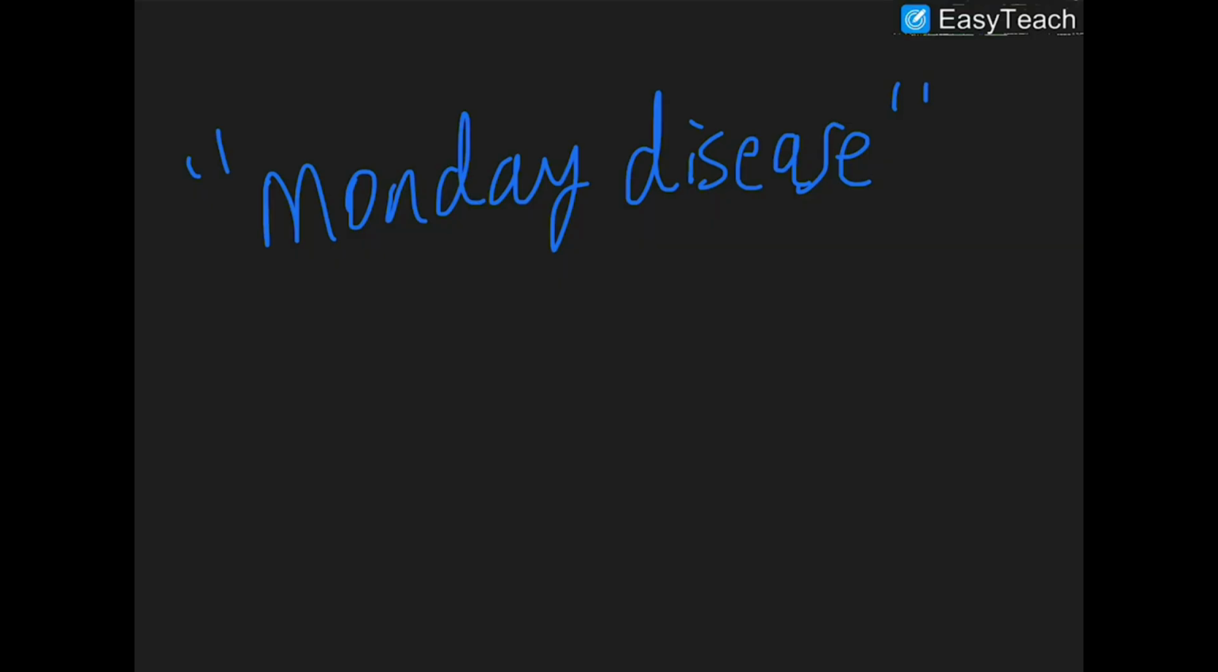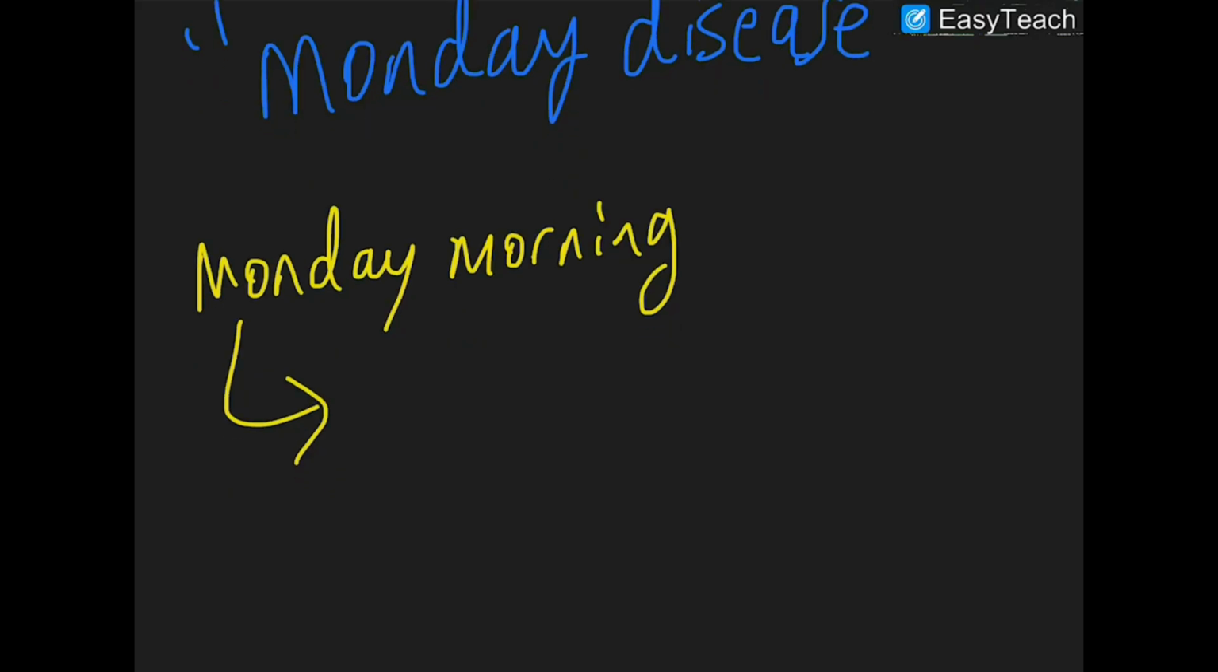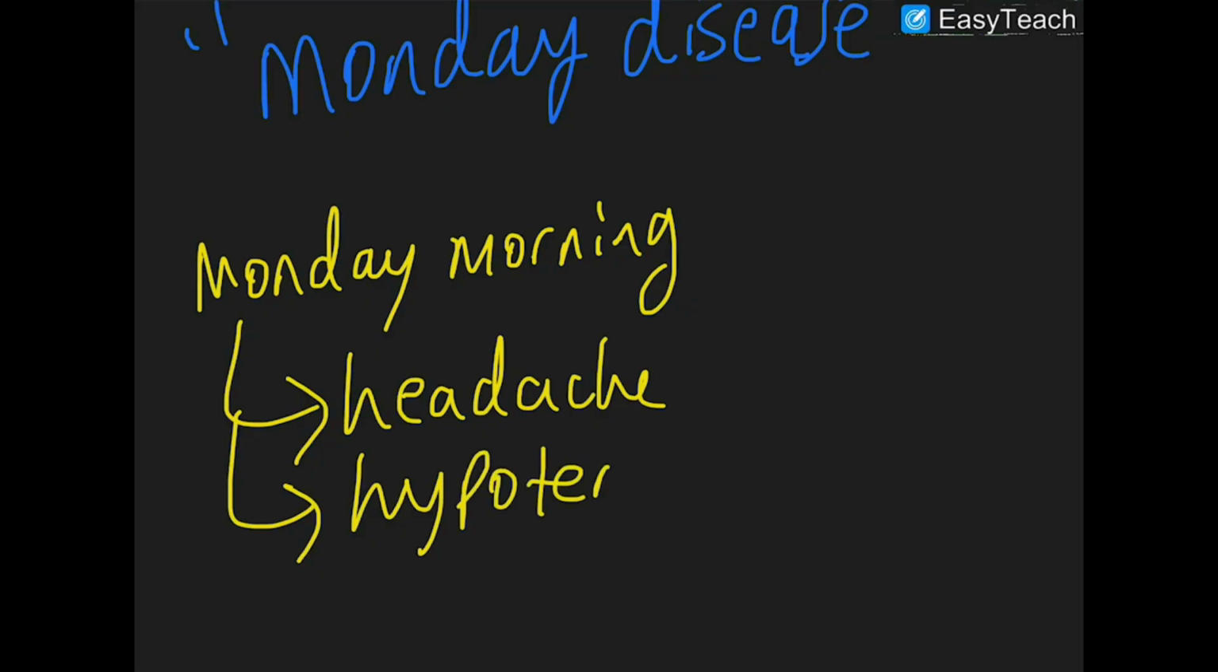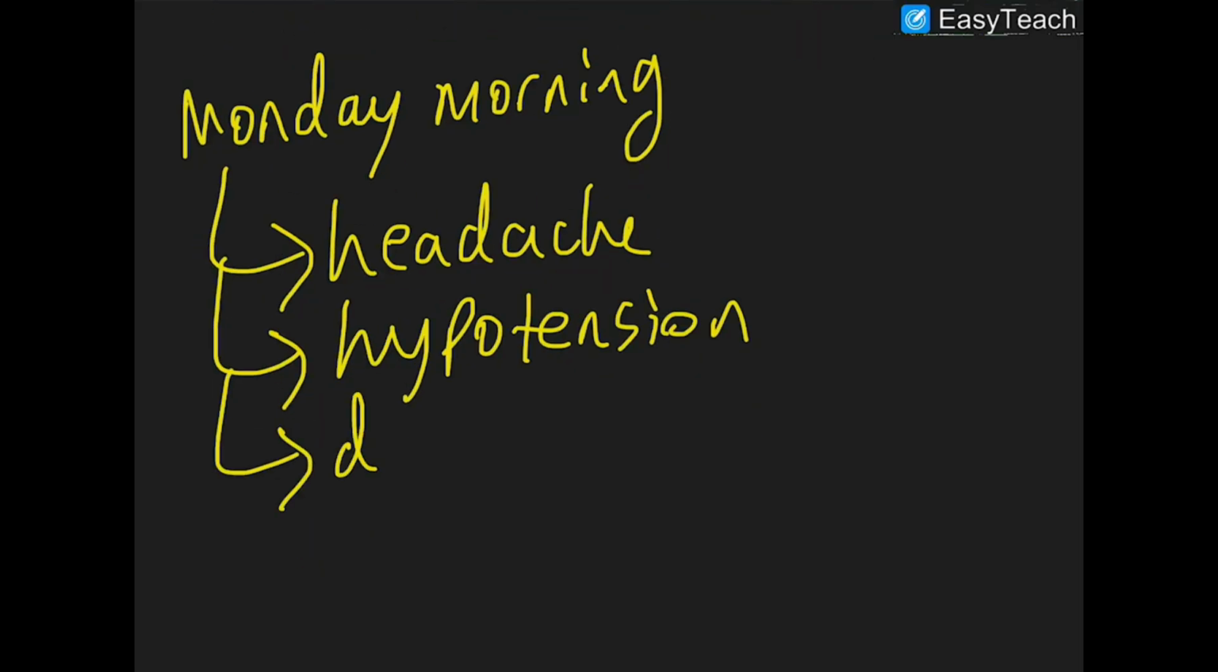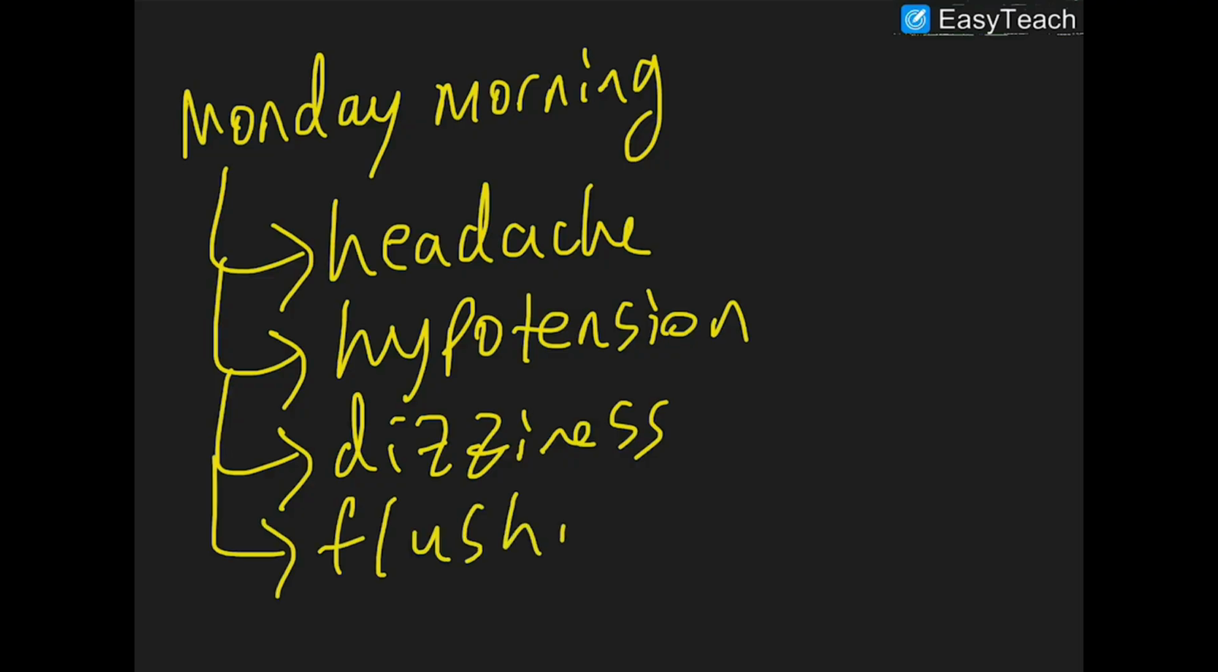These factory workers in the 1800s were constantly exposed to nitroglycerin vapors. And if you're constantly exposed to nitroglycerin vapors, what happened to these workers was that on Monday morning, these factory workers would have all the adverse effects that we talked about. They would have headache, hypotension, dizziness, even syncope. They would have palpitations, flushing, all these symptoms that now we know happened due to the exposure to nitrates.